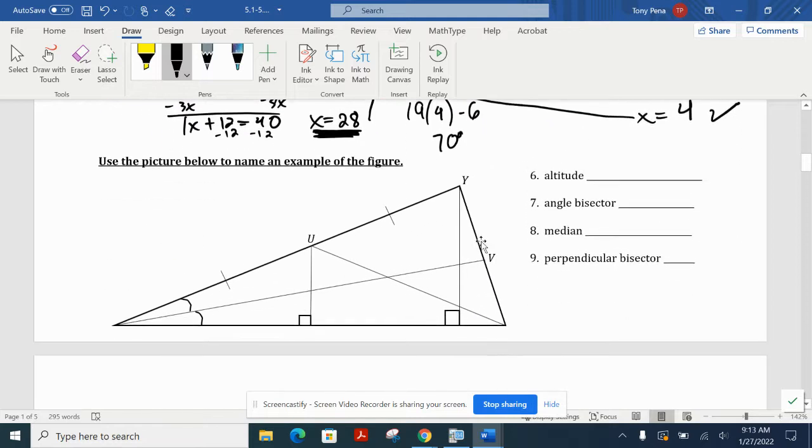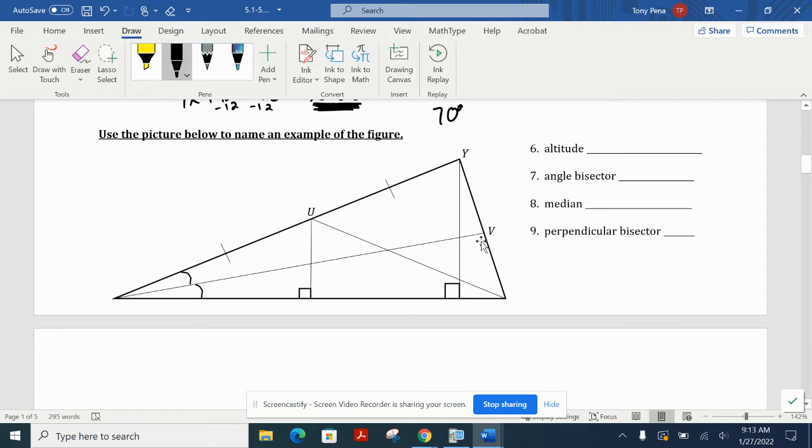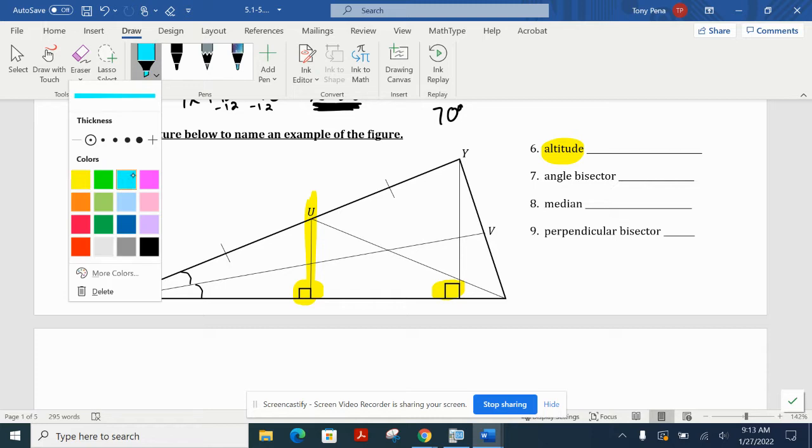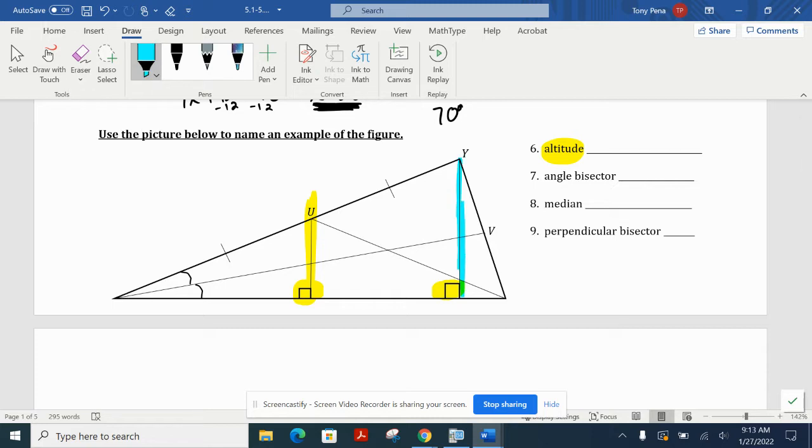All right, next ones. It says use the picture to name an example of each of these. So an altitude first must form a 90 degree angle. If you notice, we have a couple of them. Here's a 90 degree angle. Here is a 90 degree angle. But that initial part of the line segment needs to come from the vertex of a triangle. So is the yellow one here or the blue one here our altitude? Which one forms a 90 degree angle and comes from the vertex of our triangle? Asad?